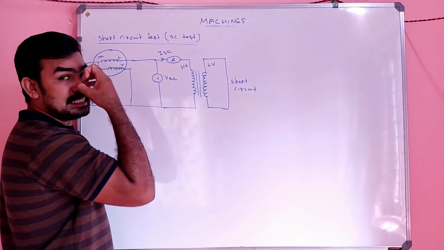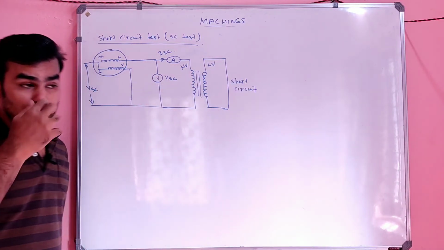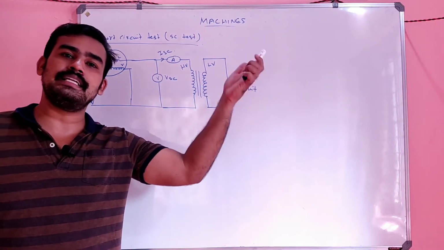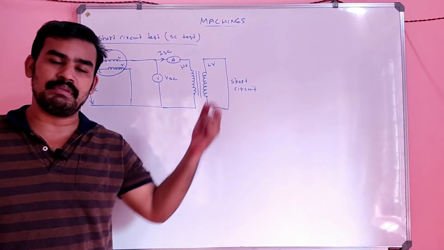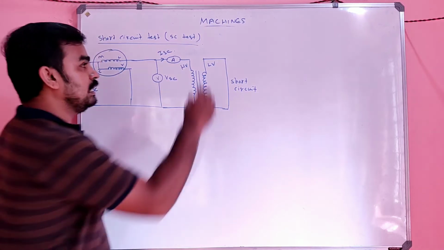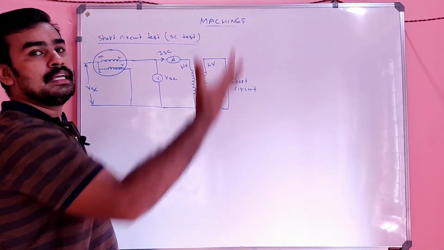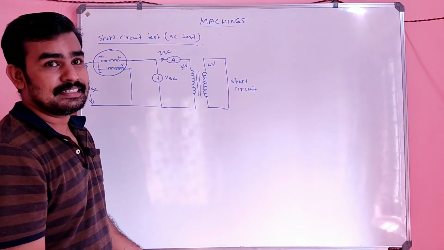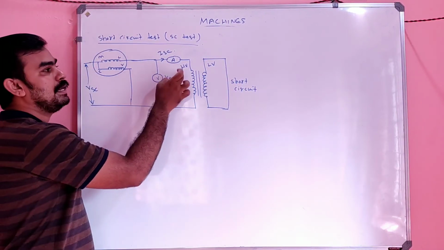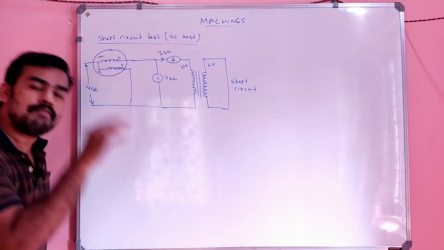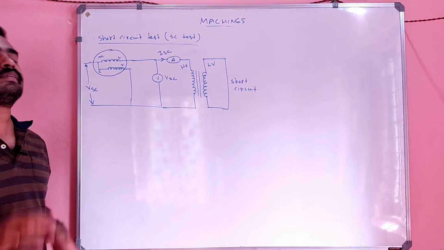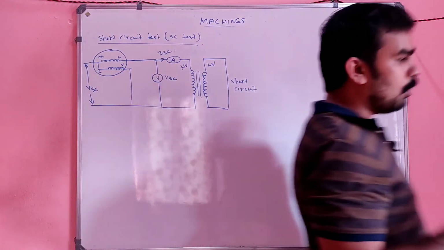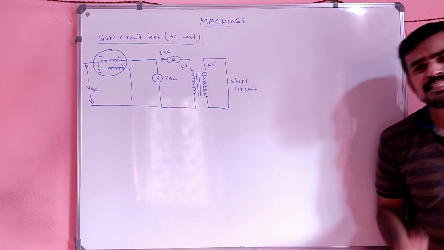Suppose you do this test for the LV side and you have to apply rated current. It may be 10, 20 or 30 amperes, because in the LV side the current will be very high. So applying rated current in the LV side is more difficult than applying it in the high voltage side. That is why we have to perform this short circuit test on the HV side.